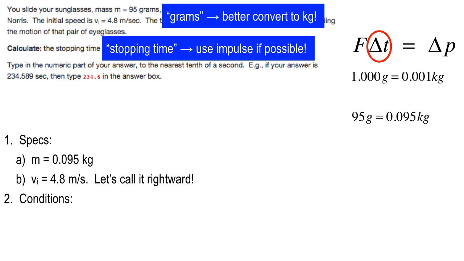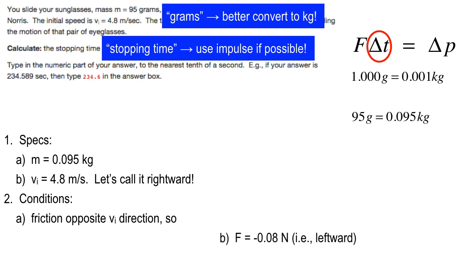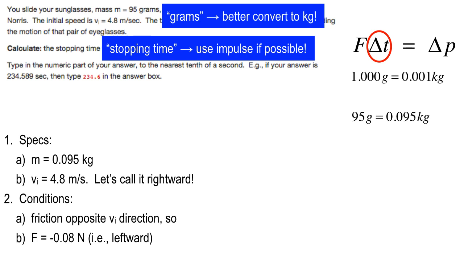Now the conditions on this system are the following. There is friction opposite to the direction of the initial velocity. All right, so for that reason, it gets a negative 0.08 newtons, i.e. leftward. Now, it's possible to work out this problem without minus signs, but on the midterm, you might find that if you don't know how to handle these minus signs like this, you're going to be all discombobulated, and that is not what you want to be on a midterm or at any time.